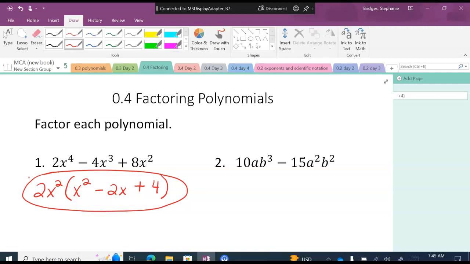Look at the two terms, 10ab to the third and 15a squared b squared, and I want you to factor out what they have in common, both variables and numerical values.